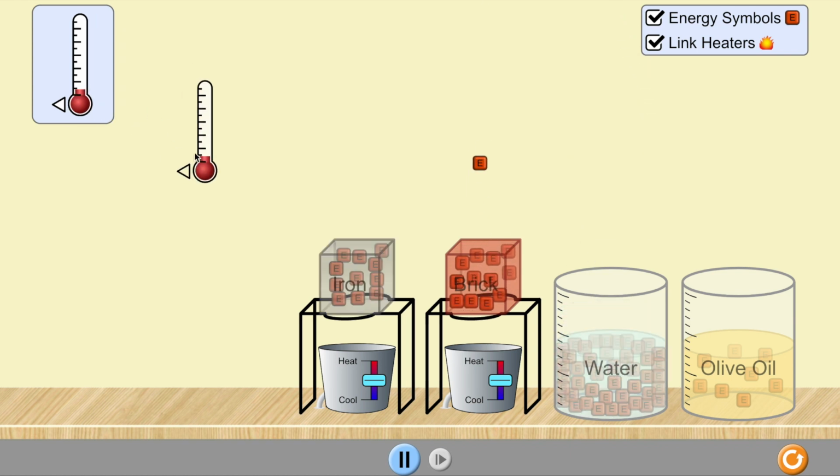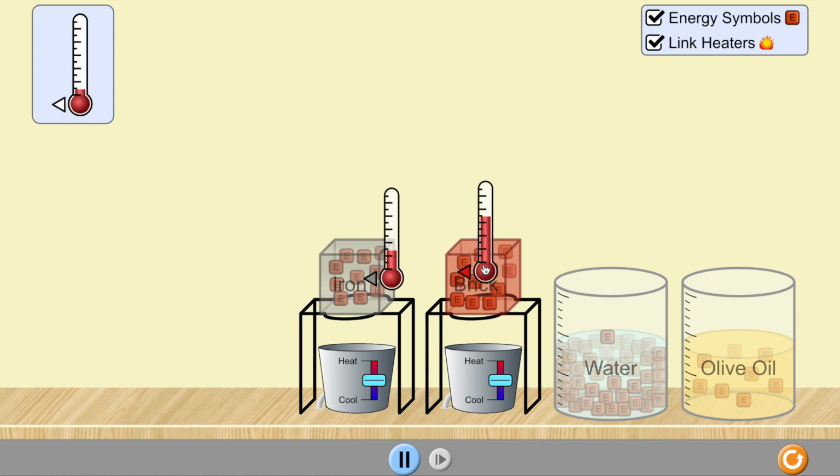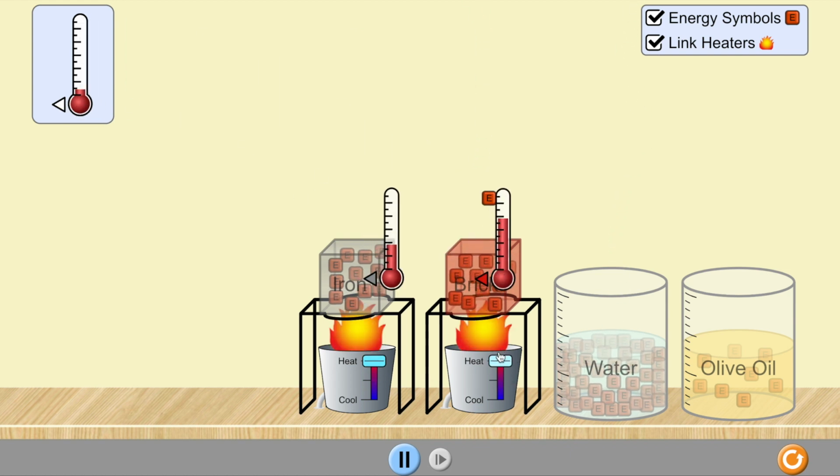We also have a thermometer. You can measure the average kinetic energy or thermal energy of different substances by placing your thermometer on it. You can measure the iron, the brick, or even the water. When you heat it up, you can see the changes.